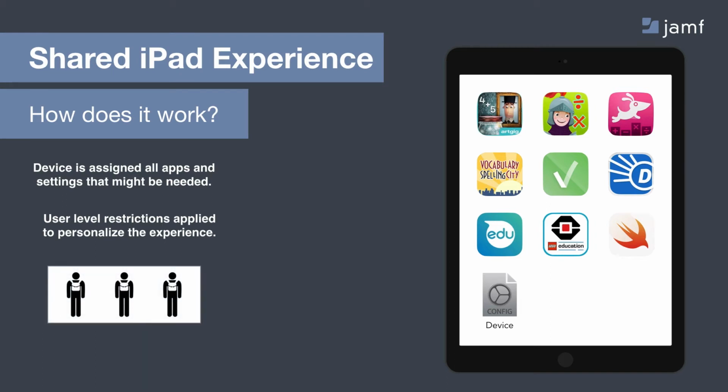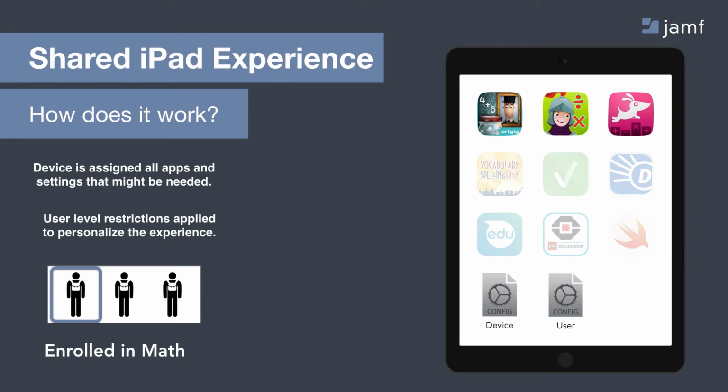Let's say that we have 3 students that might be using this iPad at any point in time throughout the day. Student number 1 is enrolled in math class. So that student is going to sign into the iPad with his or her managed Apple ID, which we'll talk about in more detail later. And Jamf Pro is going to realize, you know what? That student is enrolled in math. Let's put a user-specific configuration profile that hides all of the apps that are not math. So as you can see, we grayed out the vocabulary and we grayed out the coding apps for that student.